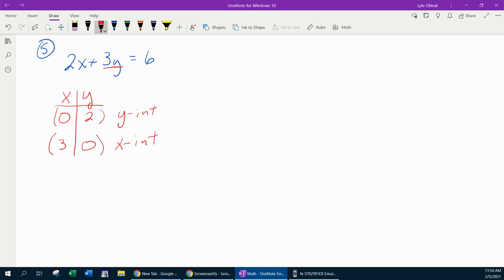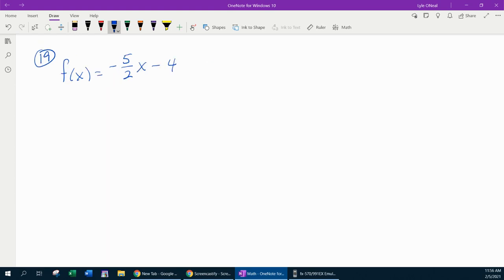And how many points does it take to make a line? Only 2. And we've got them, so let's plot them. So again, this is the intercepts method because you're finding the x and y intercepts. So 0 and 2, that's the y-intercept. 3 and 0, x-intercept. Plot the points, connect the dots, and you're done.